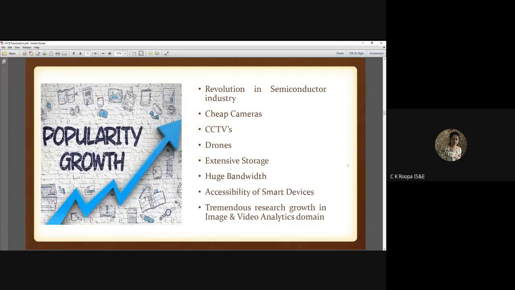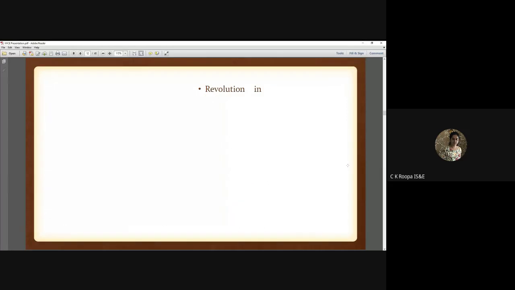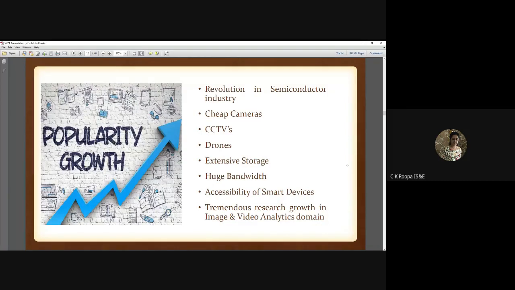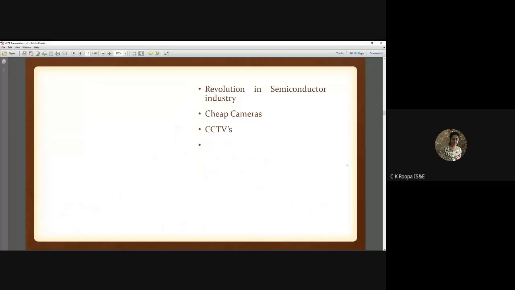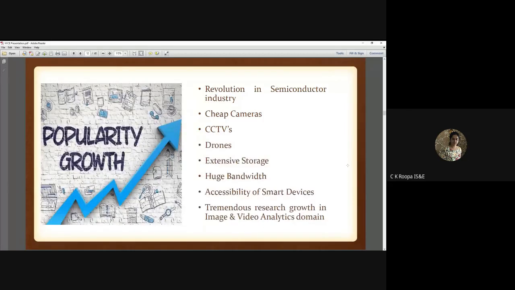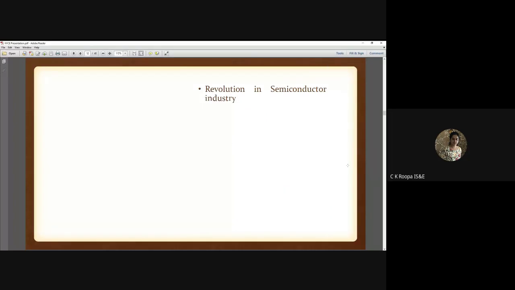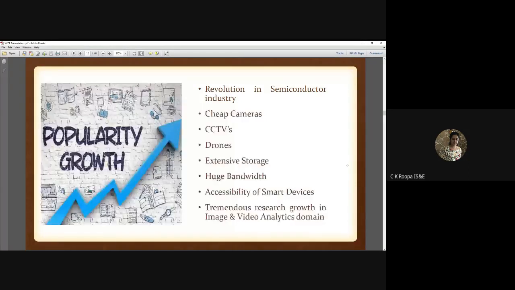And extensive storage is because of the availability of cloud storage, right? So people are not really bothered about the storage, and the memory is so cheap. The huge extensive memory is available at very low cost. And bandwidth, yes, to a certain extent, bandwidth really plays a very important role, but almost the world is moving towards the fifth generation network.